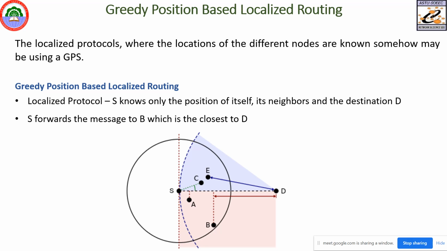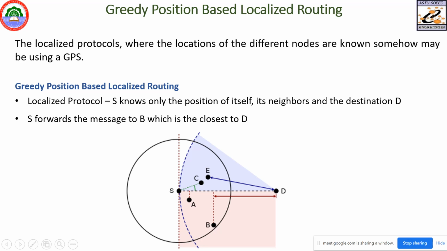So as we are discussing the localized protocols, the source node knows only the position of itself; it doesn't know the position of the other nodes. When it is sensing initially, when it starts initiating the first time, it will collect the information from the neighbors.